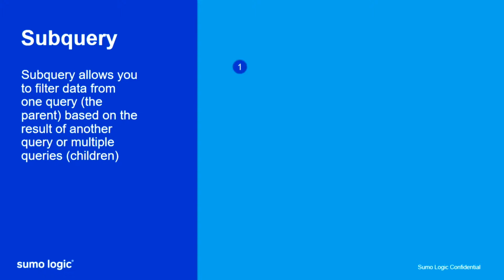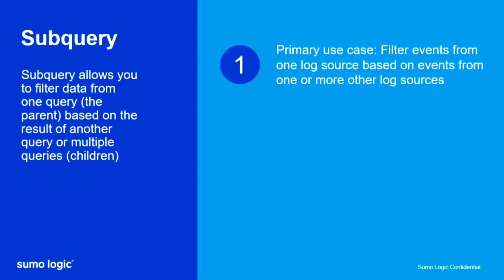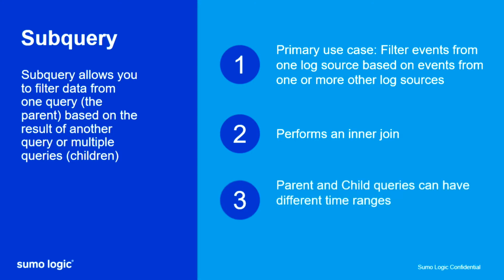Okay. So primary use case, filter events from one log source based on the results of a query from one or more other log sources. Subquery performs an inner join, so that means we need to have a matching value in both queries in order for us to get the result. And as I mentioned, the parent and child query relationship, the cool thing about that is we can have different time ranges. So I can have a child query that's looking at the last 5 minutes, and I can have a parent query that's maybe looking at the last 24 hours.